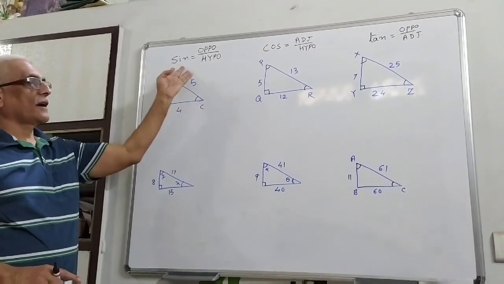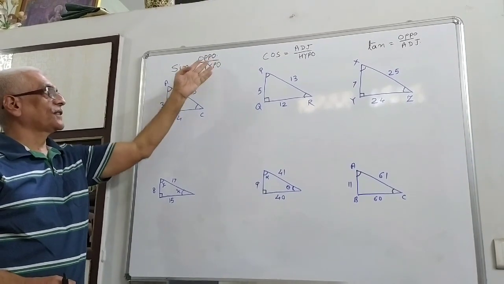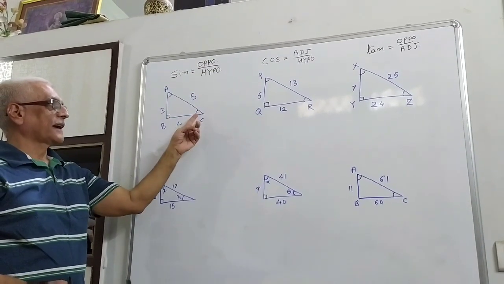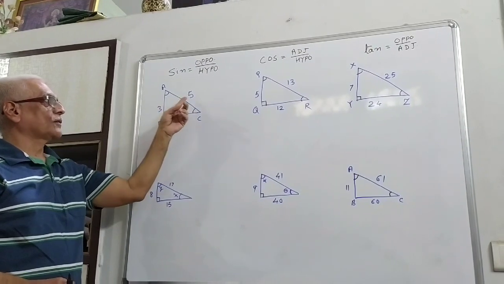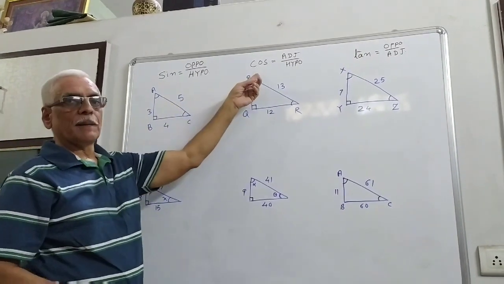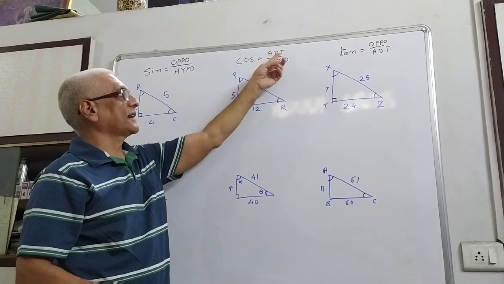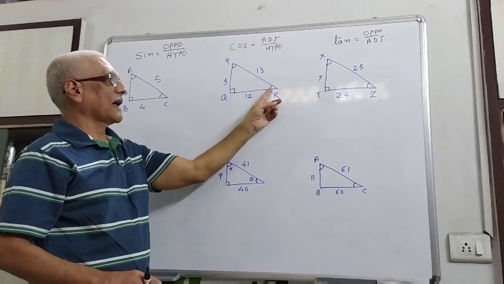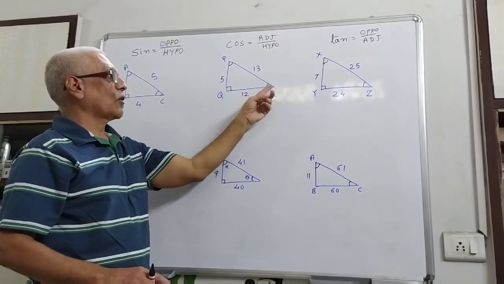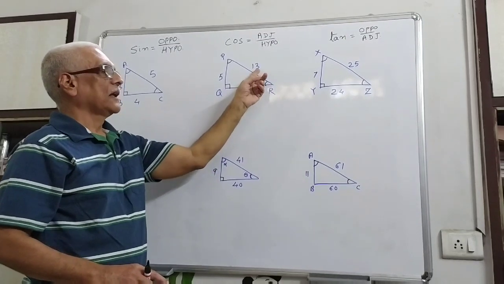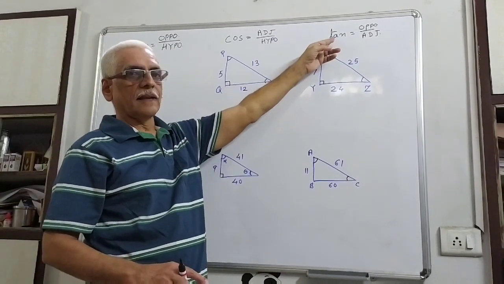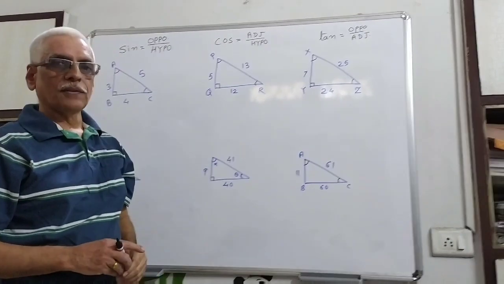We have studied what is meant by sine. Sine is opposite side upon hypotenuse. So sine of C is equal to 3 upon 5. We have also seen what is meant by cos. Cos means adjacent side upon hypotenuse. For the angle R, the adjacent side is QR. So cos R will be 12 upon 30. Now we are going to see one more ratio, tan. Tan is equal to opposite side upon adjacent side.